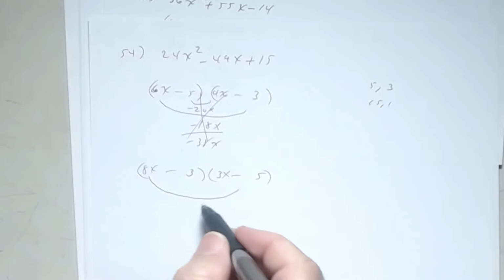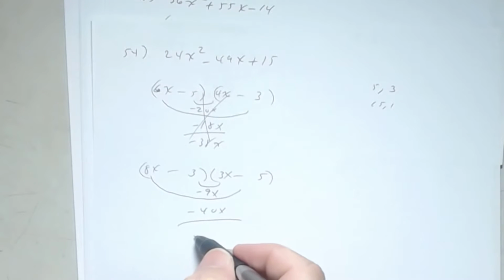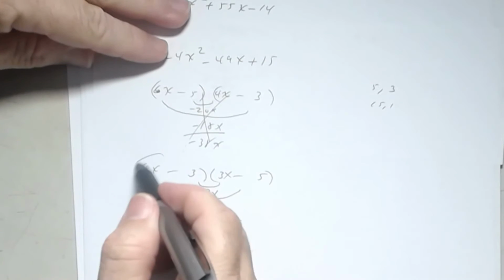All right, now let's do the outer. The outer is negative 40x. The inner is negative 9x, and when I add them up, I do get negative 49x, which is what you wanted. So that'll be the answer.